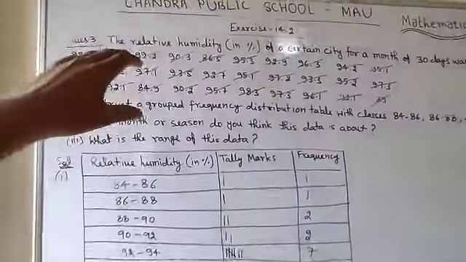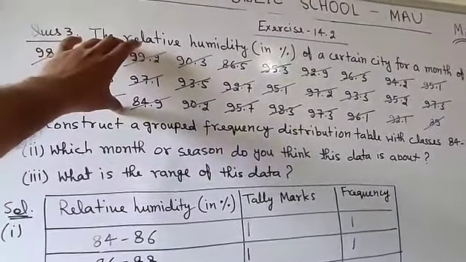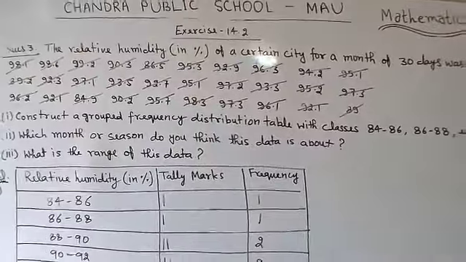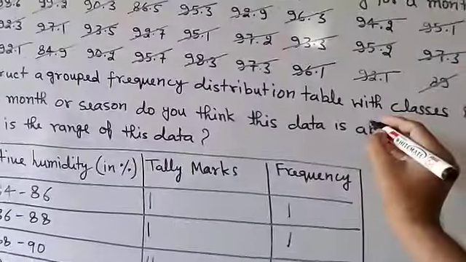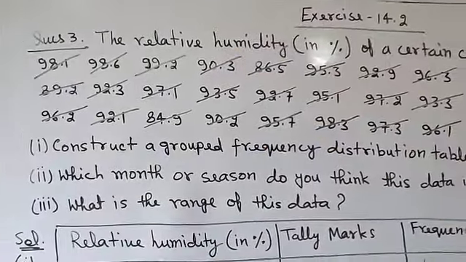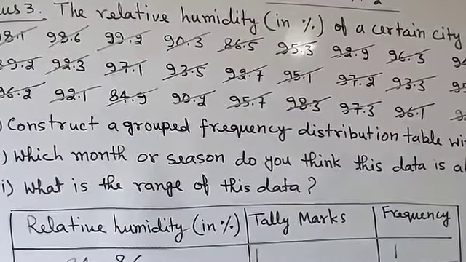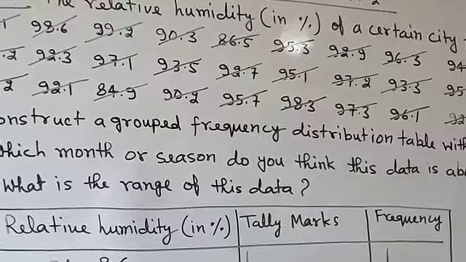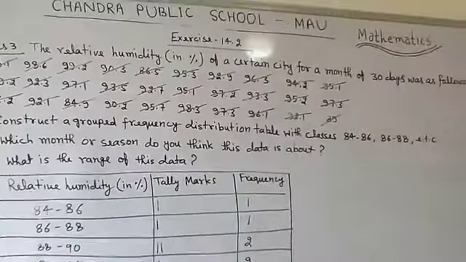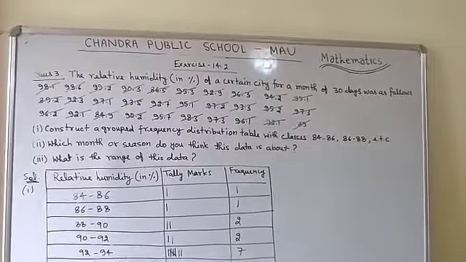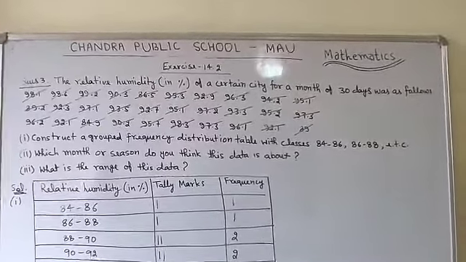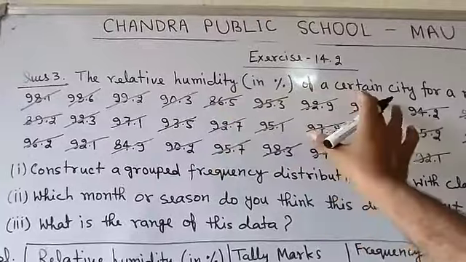So this data is the collection of the relative humidity of a certain month, and you need to find which month or season you think this data is about. So students, whatever the relative humidity is given there, that are approximately 90 or greater than 90. So you can find that relative humidity is maximum in the rainy season. In the rainy season, you are going to get this kind of relative humidity.